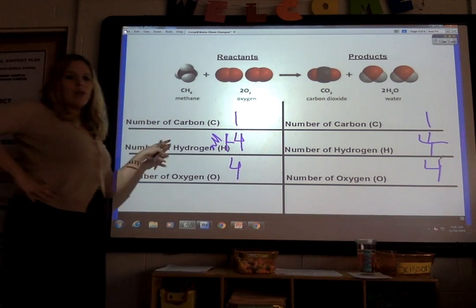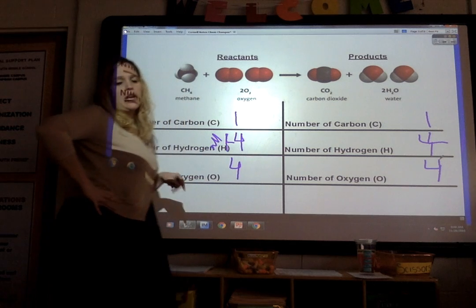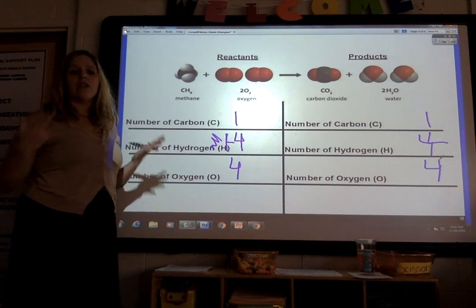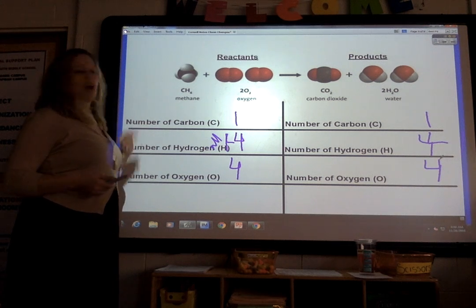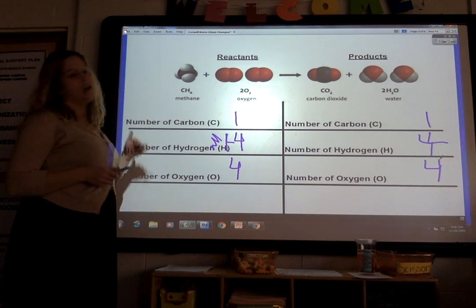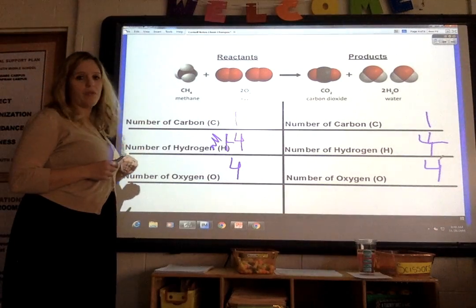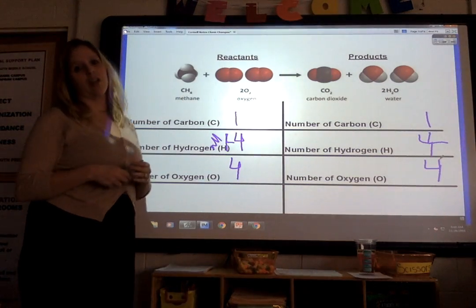All right. Notice that even though we have completely different substances on either side of this equation, you have the exact same amount of atoms of each element, okay? You start with 1 carbon, you end with 1 carbon. You started with 4 hydrogen, you end with 4 hydrogen. You started with 4 oxygen, you end with 4 oxygen.